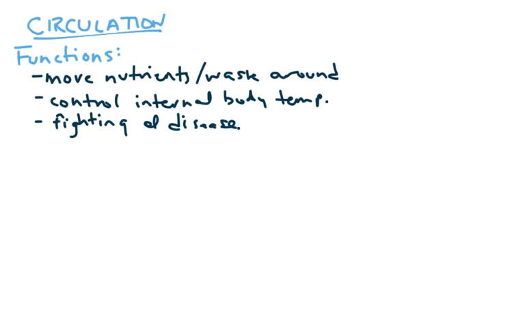First and foremost, it's the transport system, and it moves things around. It helps control the internal body temperature, and it also helps fight off disease. Okay? So when you start looking at the parts of it, what are the parts of the circulatory system?